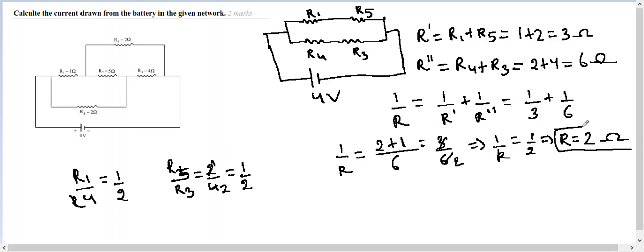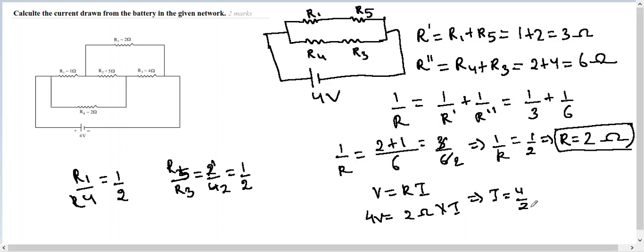Now we have to find the current drawn from the battery. So we are going to apply Ohm's law. V is equal to Ri. V is 4 volts, R is 2 ohm, and I, which implies I is equal to 4 by 2, that is 2 amperes. So that's the value of the current drawn from the battery.